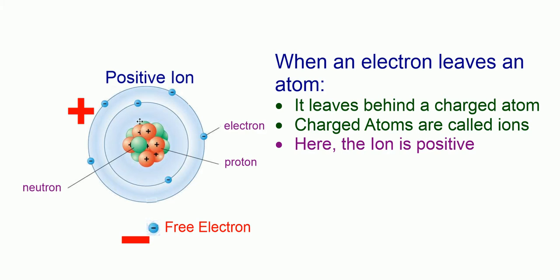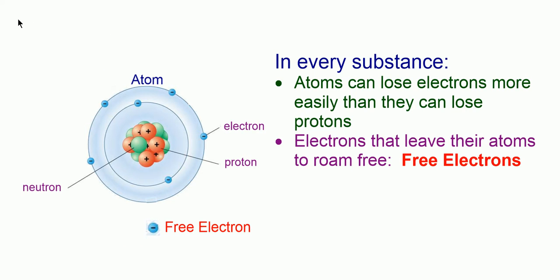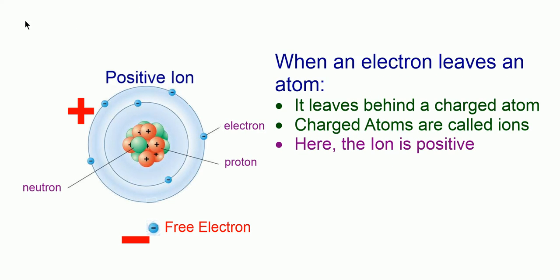Turns out, of course, because the atom was neutral before, now it loses a negative. It ends up being positive, doesn't it? We call this an ion. Since it's lost an electron, this is a positive ion. Of course, down here we have the negative free electron.